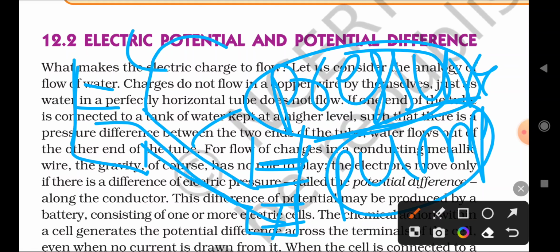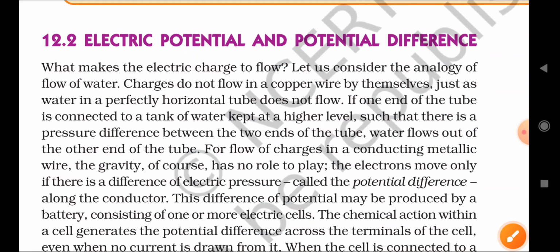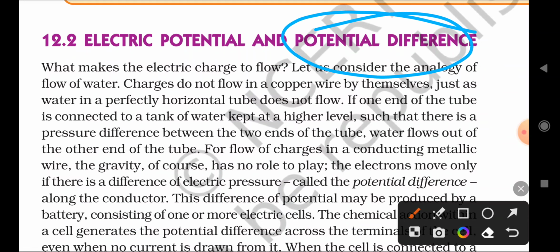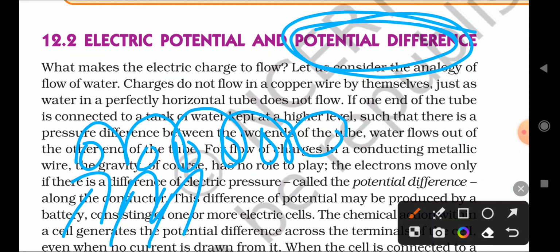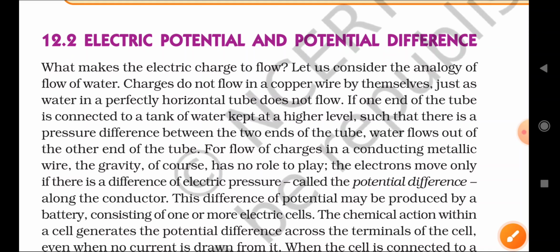So water can move from a higher position to a lower position, but it cannot move between two fixed positions on a horizontal plane. Like that, charges cannot move from one place to another place without some energy. That energy is called potential energy. That potential energy makes the charges move from one place to another. This potential difference makes the motion of charges from one place to another, meaning it provides the energy to the charges to move. Correct, understood?